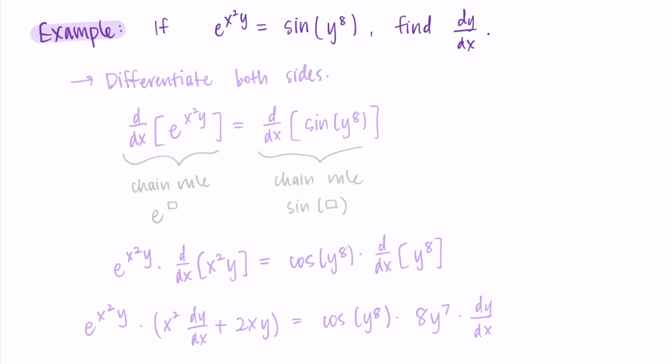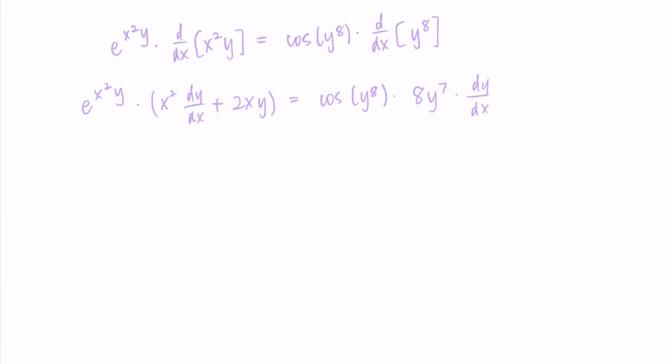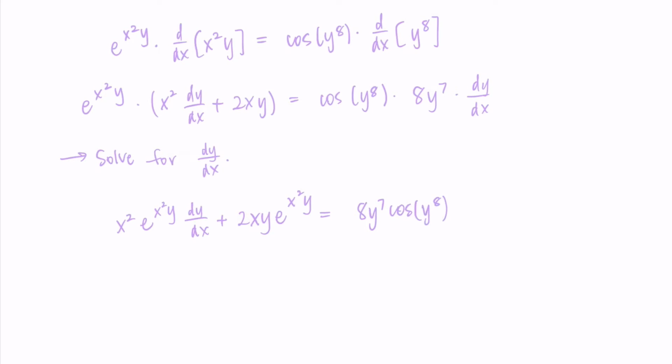Okay, so we are out of d/dx notations, we have successfully taken the derivative, we just need to solve for dy/dx now. This part is kind of messy and involves a lot of writing out of steps, so I'll do my best to explain them. First, I'm going to distribute the e to the x squared y into everything on the left-hand side just to get rid of as many parentheses as possible. So I'm getting x squared e to the x squared y times dy/dx, that's my first term, and I'm adding it to 2xy e to the x squared y.